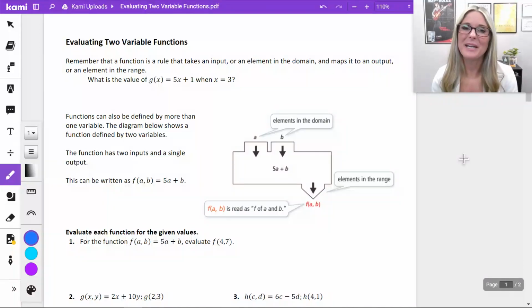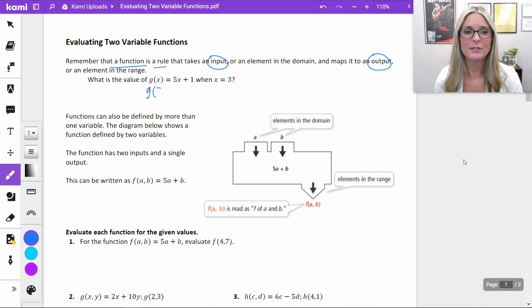Today we're going to evaluate two variable functions. Remember that a function is a rule that takes an input, or an element from our domain, and maps it to the output, or an element in the range. Let's look at an example really quick. What's the value of g of x equals 5x plus 1 when x equals 3?